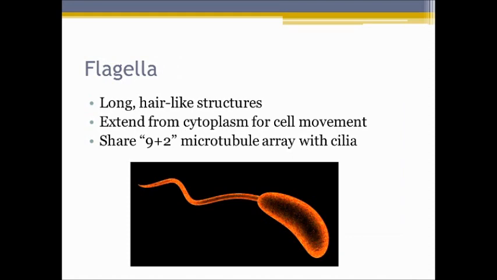Flagella, like we've already talked about, are these whip-like extensions off of the cell. They extend from the cytoplasm. They're made up of a 9+2 microtubule array. It's just the way that the microtubules are arranged to form this flagellum. Cilia also have this 9+2 microtubule array. In humans, there's only one type of cell that has a flagellum, and that is the sperm.